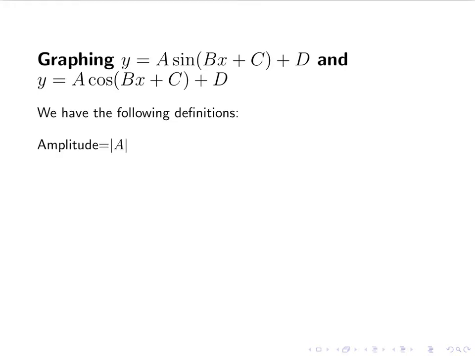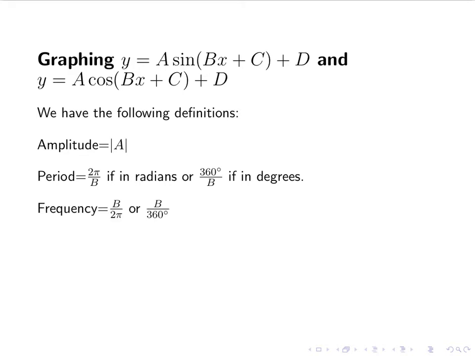The amplitude, which is the absolute value of a. The period, which again is 2 pi over b if in radians and 360 degrees over b if in degrees. The frequency, again, is 1 over the period, so b over 2 pi or b over 360.